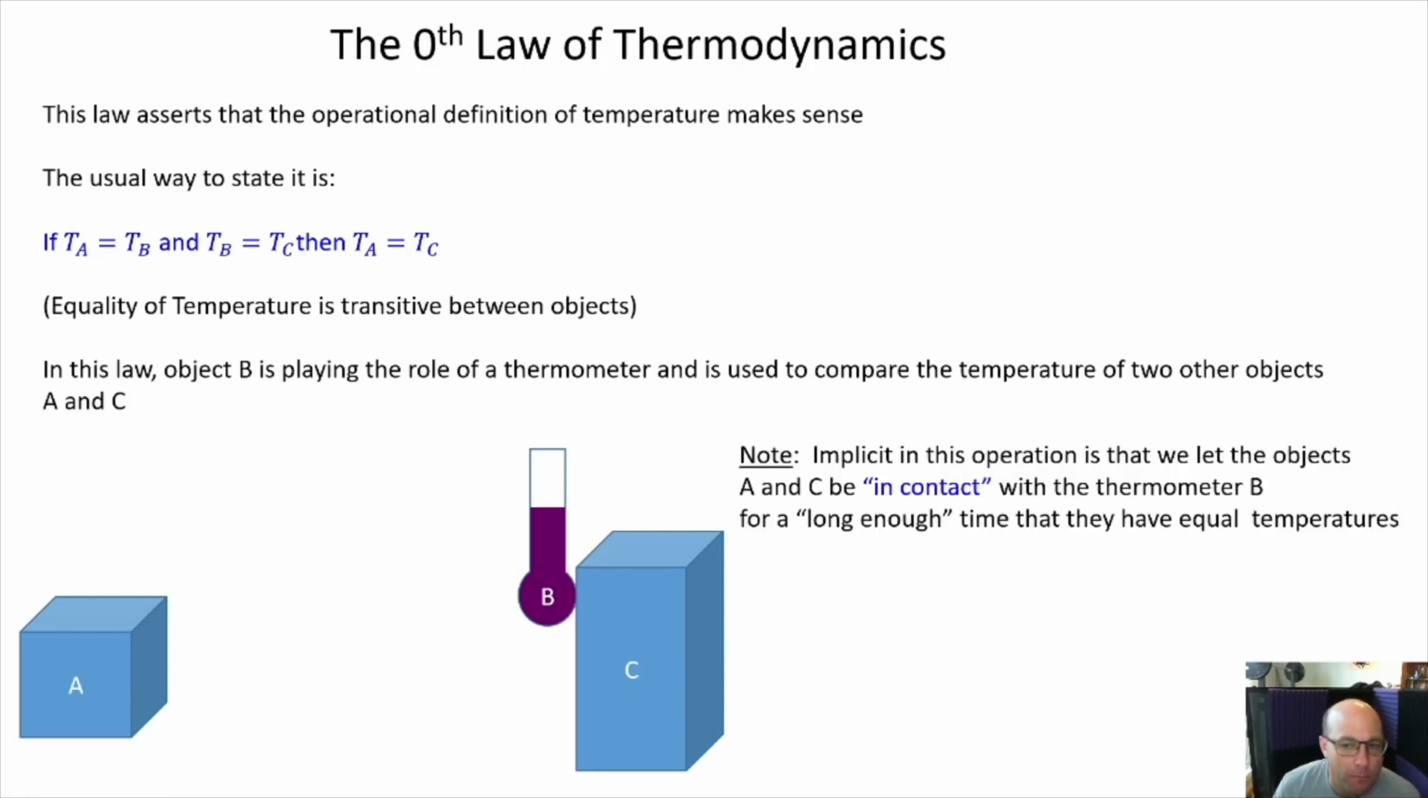Okay, so it's implicit in this whole operation that somehow we can let these two blue objects be in contact with the thermometer for long enough that their temperatures can equilibrate, or become equal, I guess I want to say, right? And so there's really two special phrases in this observation. Somehow these objects have to be in contact, and somehow we have to understand what we mean by long enough. And those are important things that we're going to come back to multiple times in the coming lectures.